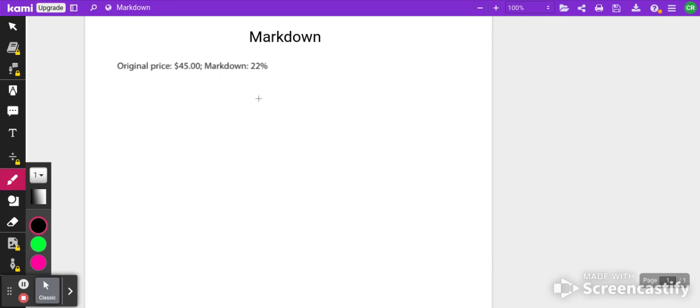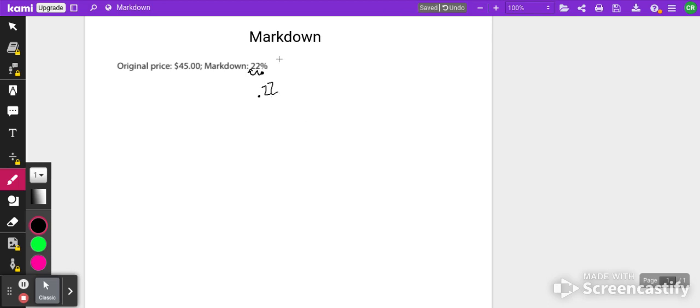Remember, anytime that you have a percent, you're going to change it to a decimal. So you're going to take the decimal wherever it's at. Here it's at the back. Remember, if it doesn't have one, it's at the end. And you're going to move it to the left 2 times. So 1, 2. That means my 22% is the same thing as 0.22.